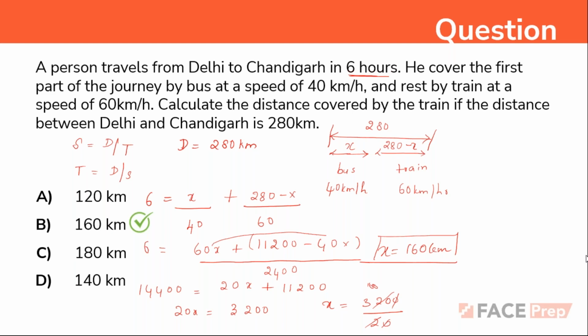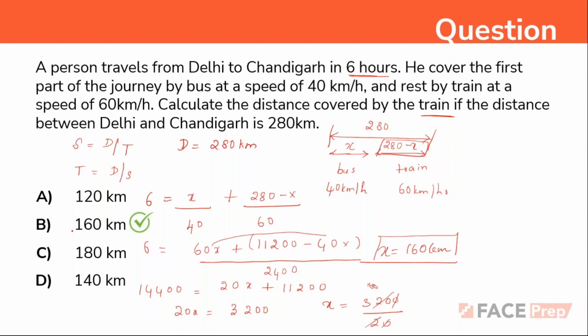See, does anyone find any mistake here? Or are you clear with the particular question? Yes. See, what is the question? Calculate the distance covered by the train. Okay. So what is the distance covered by train here actually? Which is 280 minus x, right? I got the value of x, that is the distance covered by the bus and not by the train.